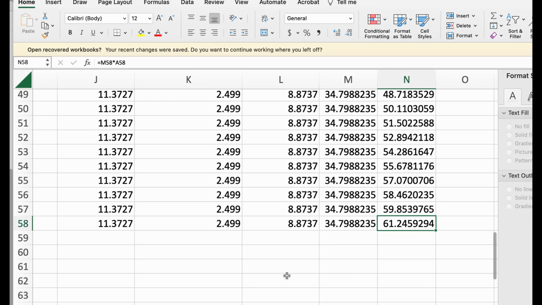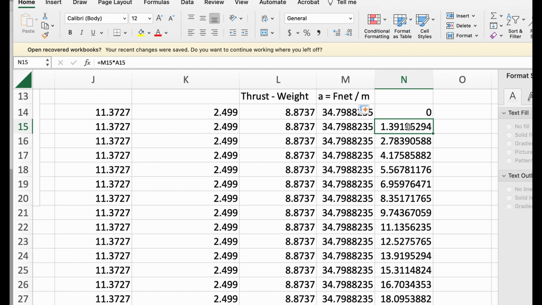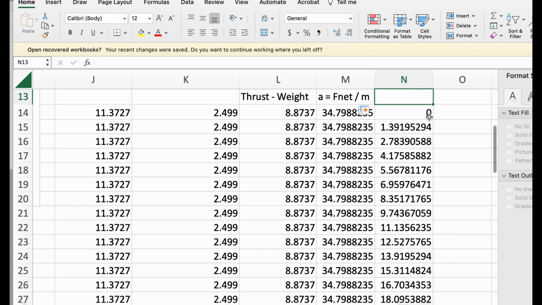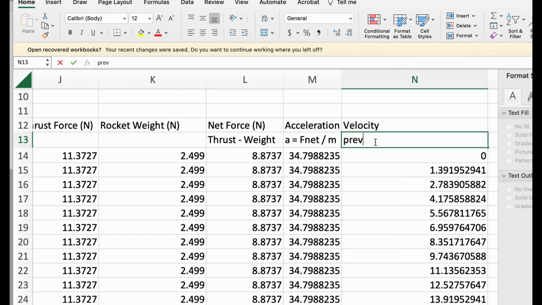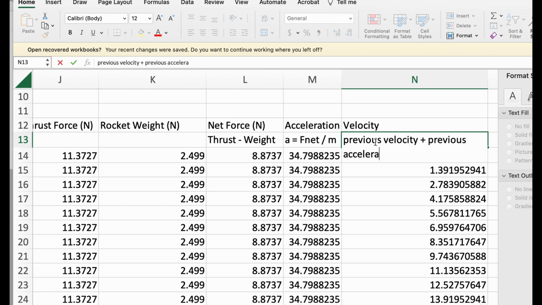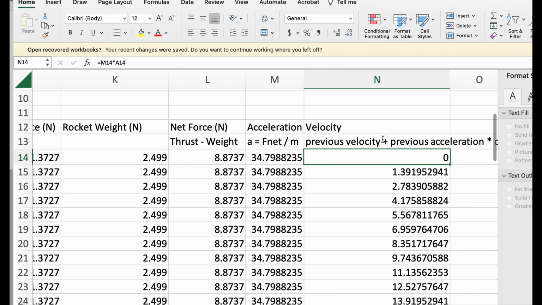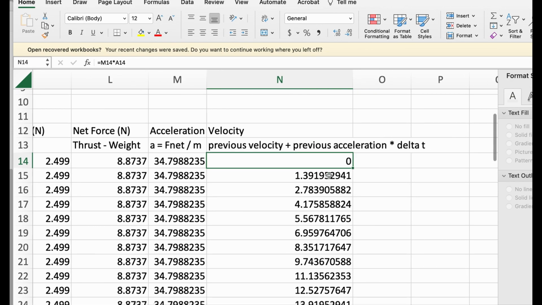Okay, so let's try it that way now. Start off with the second cell, because you want to use the first cell in your calculation. We're going to do old velocity, or maybe call it previous velocity. So previous velocity plus previous acceleration times delta t. That is our goal. Start with the second one, because we wouldn't know what the original velocity was if we didn't start with the second one.